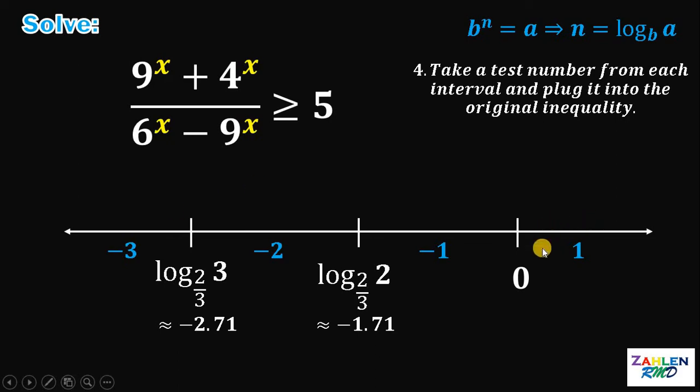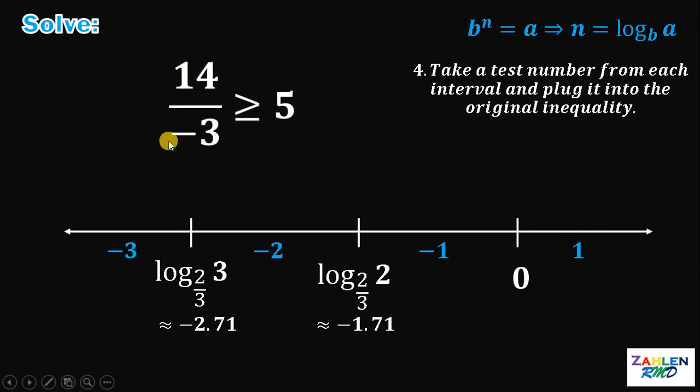Now at this point, let's substitute our test values into our original inequality, and let's see if this is a true statement or a false statement. Now replace all x with 1. So we have 9 raised to 1 plus 4 raised to 1 all over 6 raised to 1 minus 9 raised to 1. Now simplify, this will give us 14 over negative 3. And 14 over negative 3 is definitely not greater than or equal to 5. Therefore, this interval is not a solution because this statement is false.